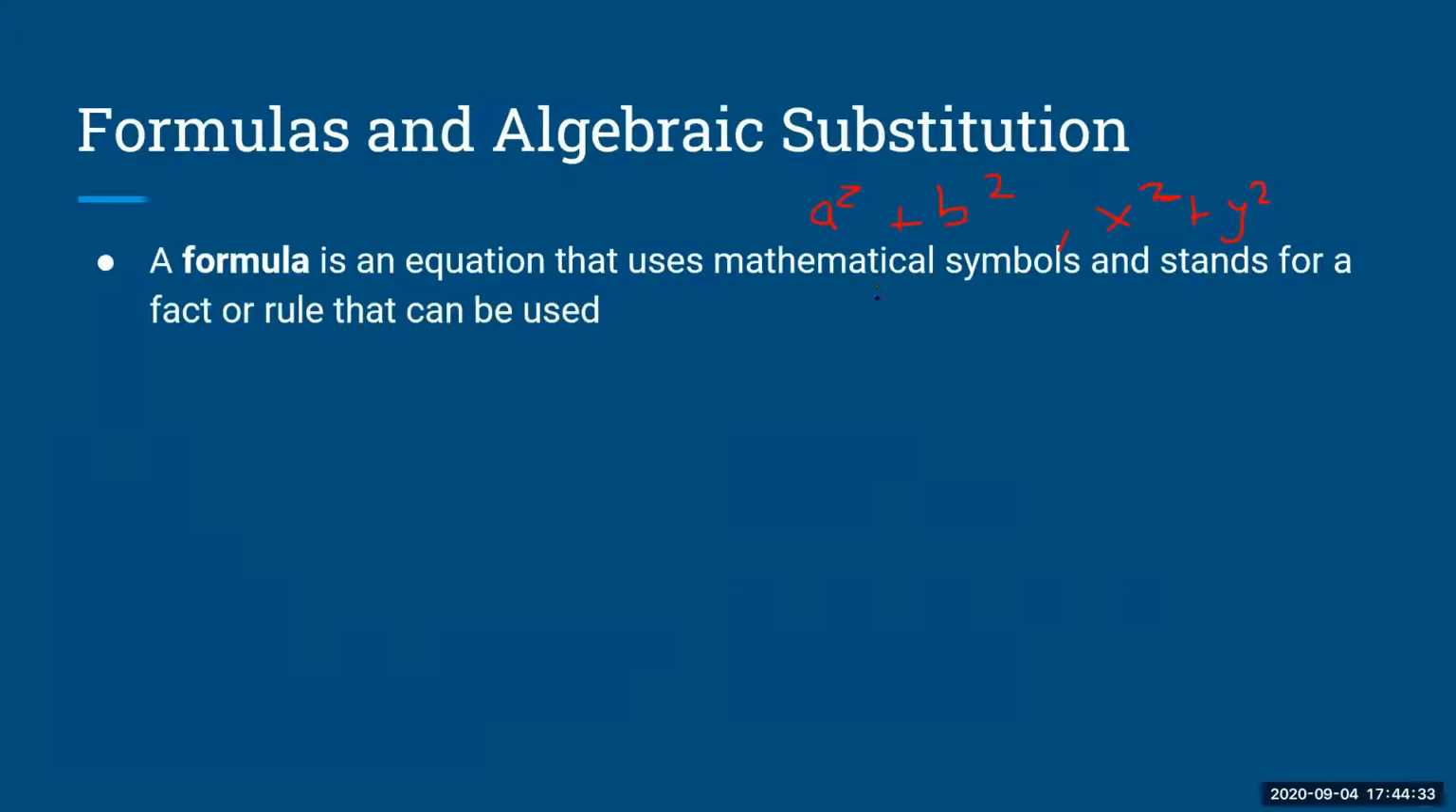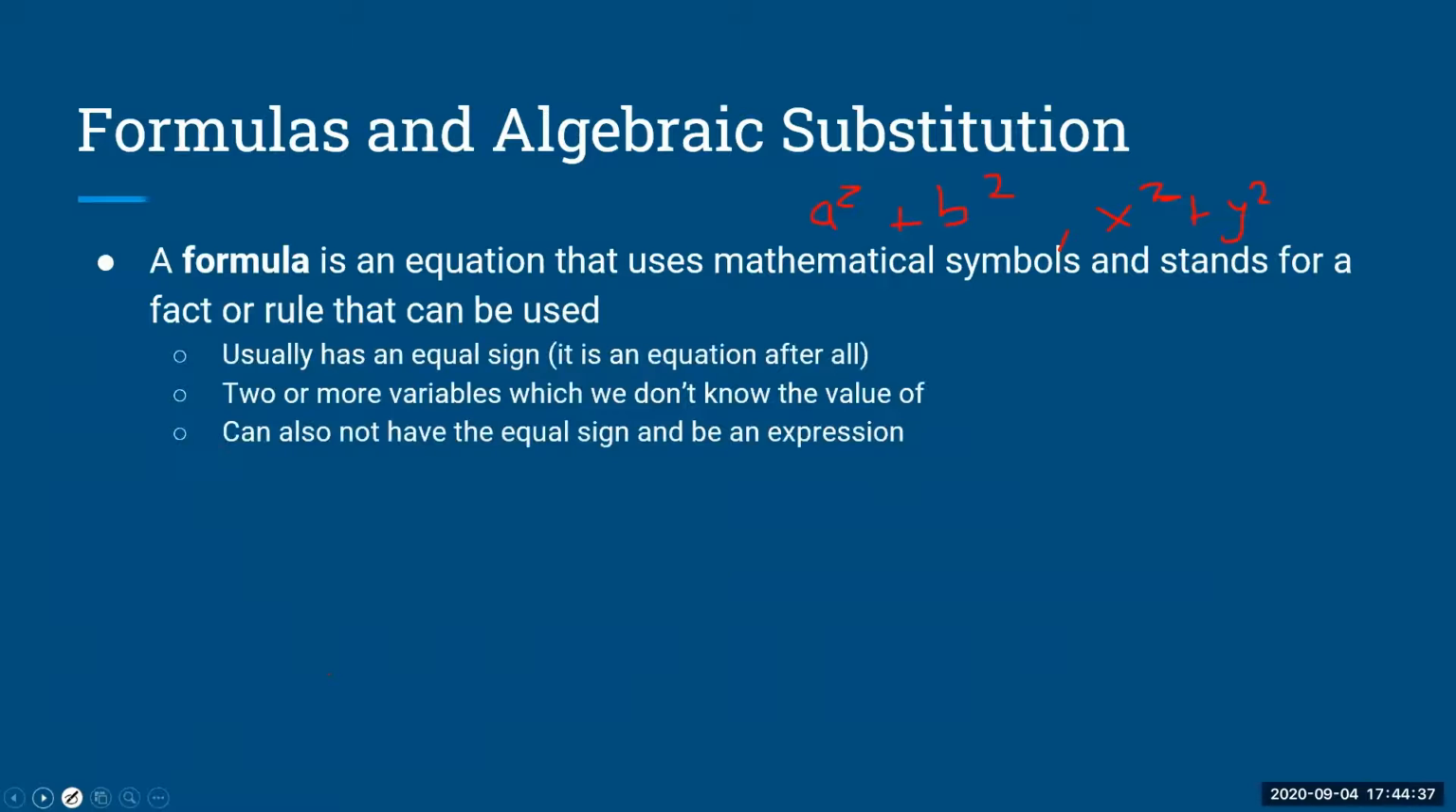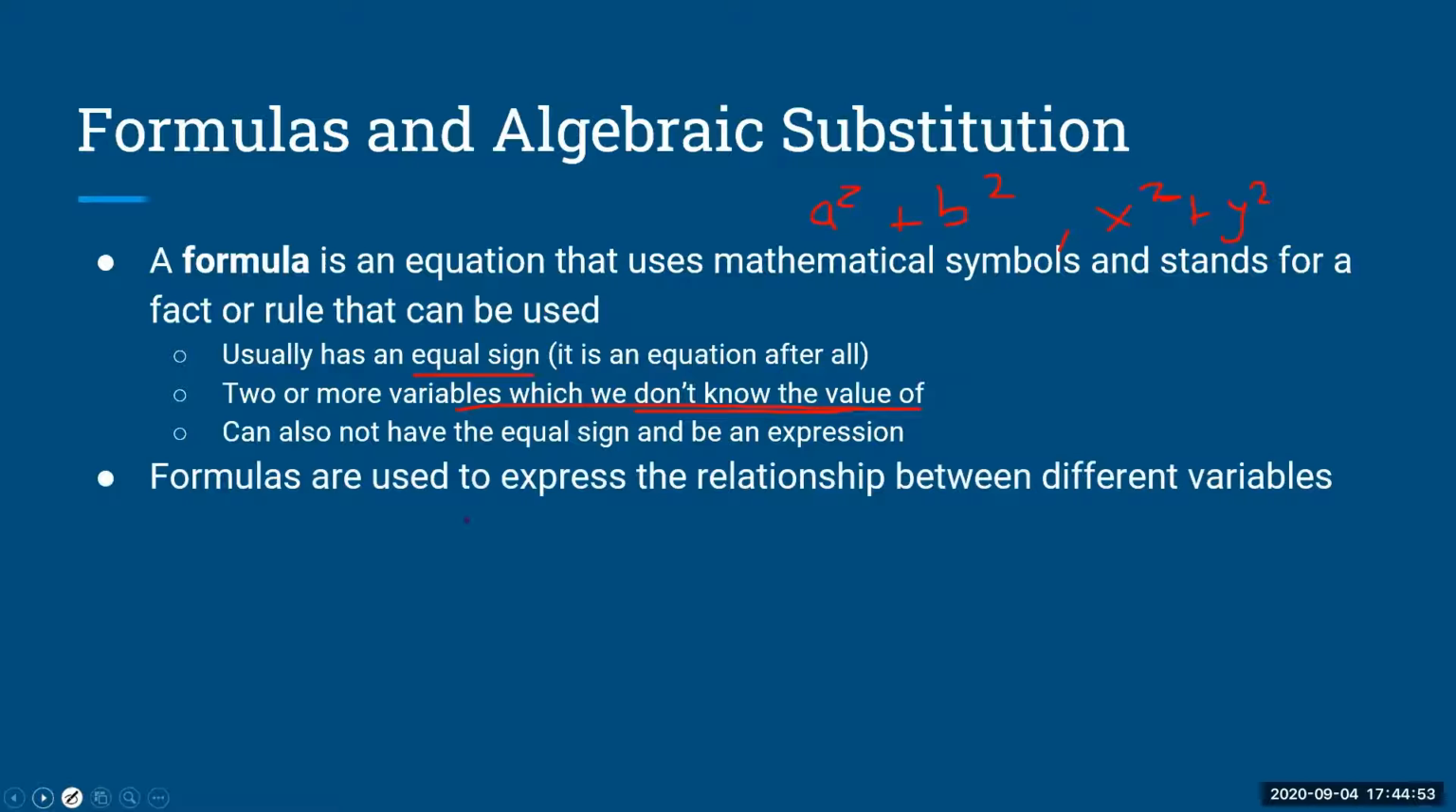A formula is an equation that uses mathematical symbols and stands for a rule that can be used. It usually has an equal sign, in fact, 99.9% of the time. It has 2 or more variables, which we don't know the value of. It can also have no equal sign and be an expression, but it's more common to have the equal sign. So formulas express the relationship between different variables.